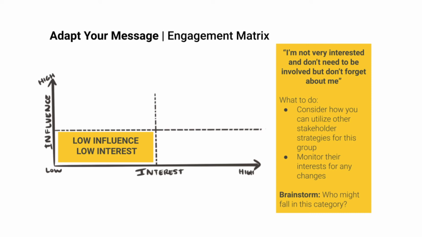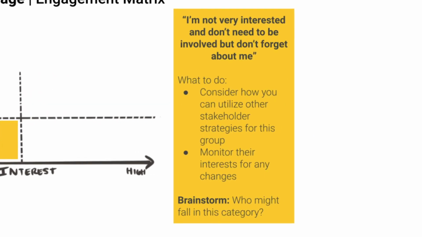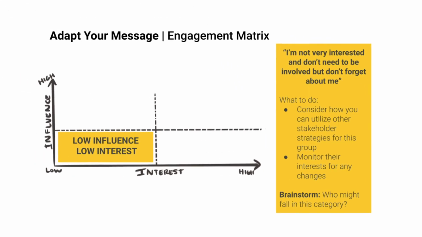And last but certainly not least, we have our low influence, low interest folks. This is a group that is very important. All groups in the quadrant are. And something that this group might be thinking is, I'm not very interested and don't need to be involved, but don't forget about me. Especially for this group, as they might be a group that is often left out of conversations involving the strategic planning process. It's super important to make sure that we are engaging them intentionally and specifically, and thinking about how you might utilize other engagement groups to spread word to this particular quadrant about what's happening with the plan.